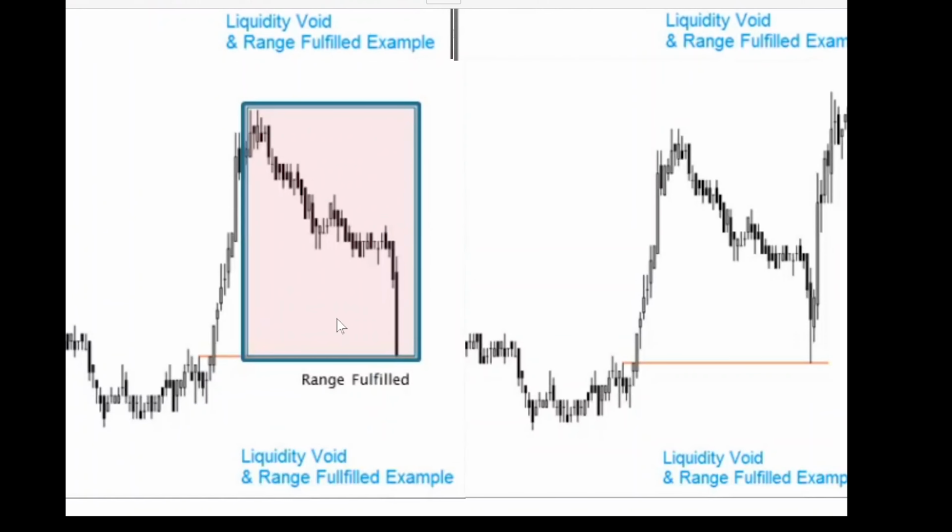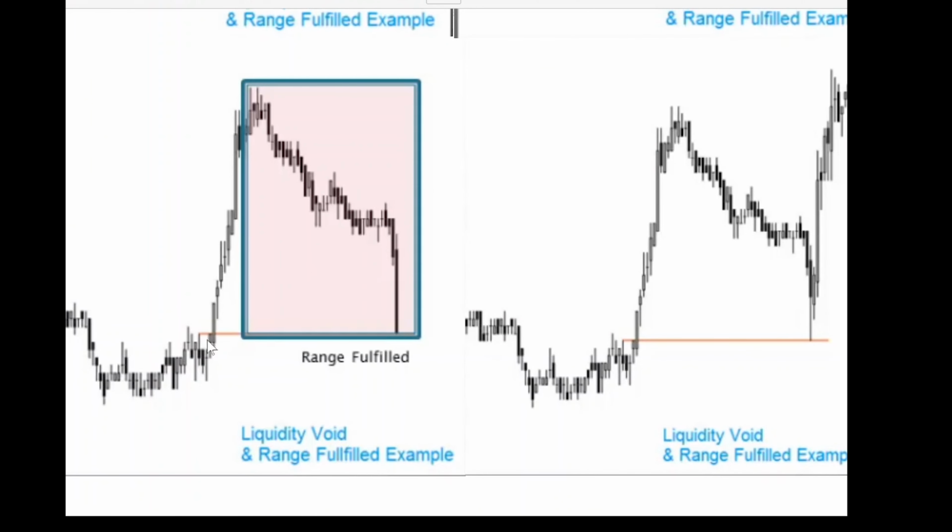So you can see in the next picture, after this, the bears came all the way to clear all this liquidity and they filled the range. And then after clearing the liquidity to the side, now the market went upwards again. So buy stops, all buy stops line here will be taken in as well.